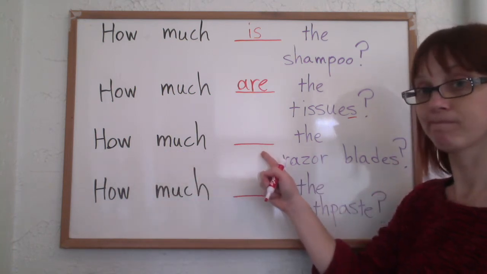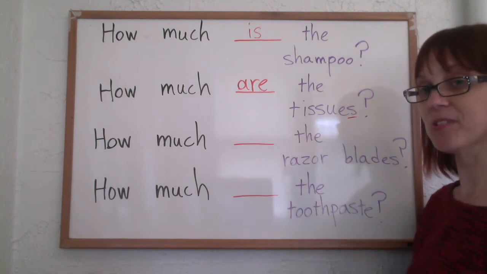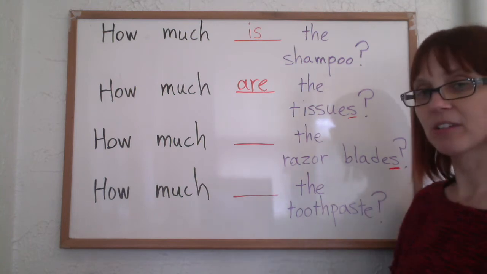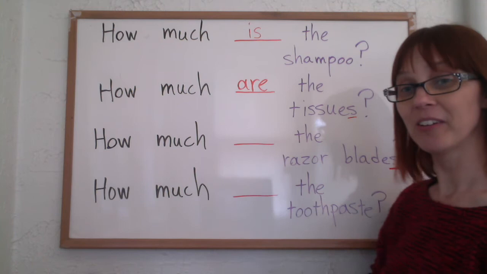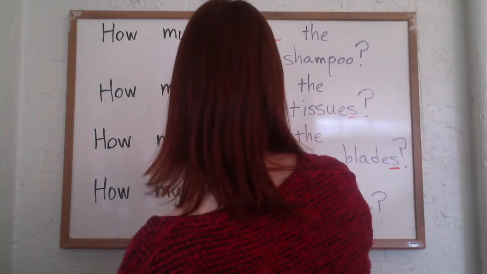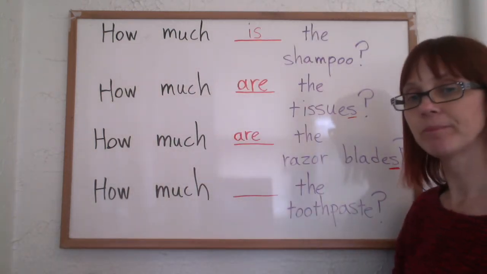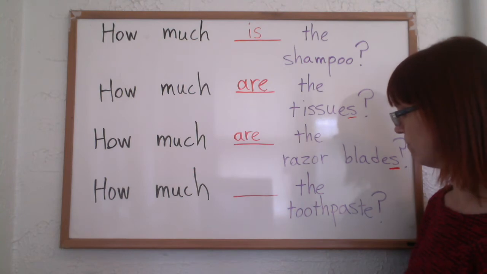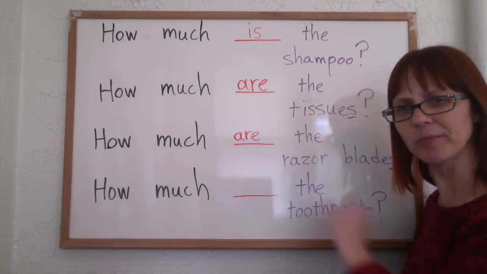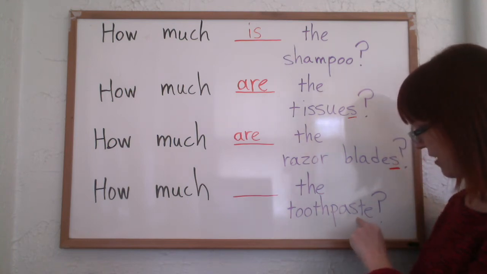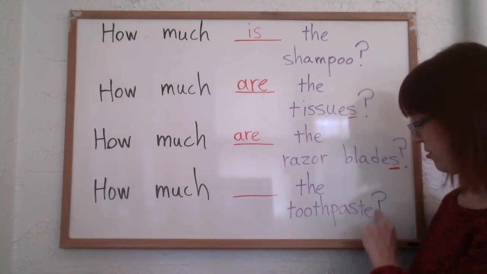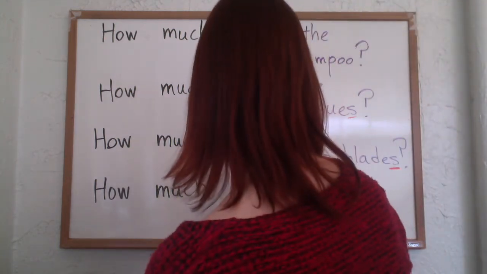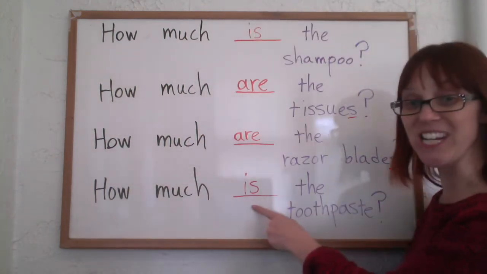How much the razor blades? This is plural. There's an S. How much are the razor blades? A, R, E. How much the toothpaste? Is or are? Toothpaste. There's no S at the end. How much is the toothpaste? Is. How much is the toothpaste?